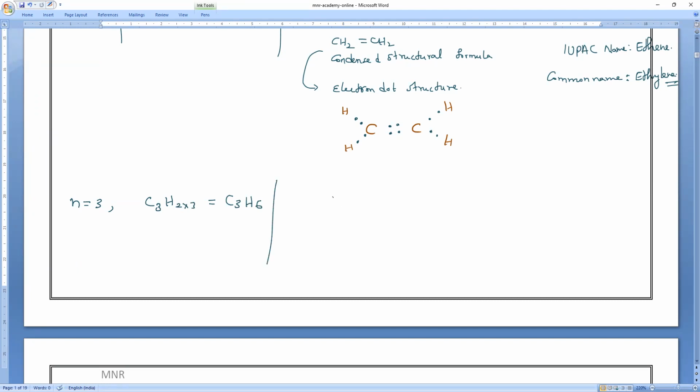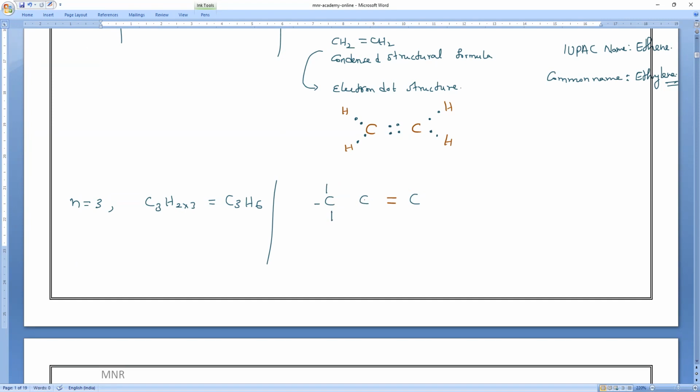First, draw the carbons. Three carbons are there. So place the double bond. Where do we place the double bond? Between the second carbon and the third carbon. Now balance it, everybody. First carbon, how many hydrogens?